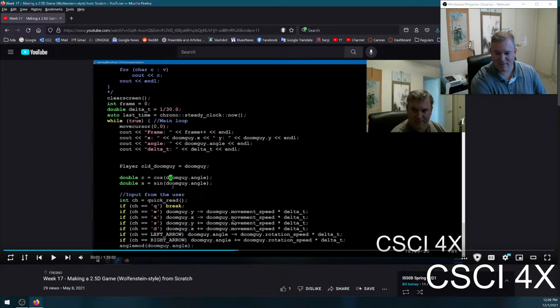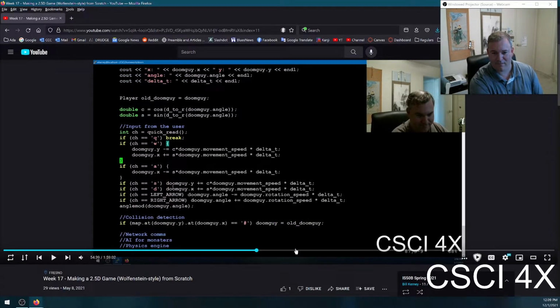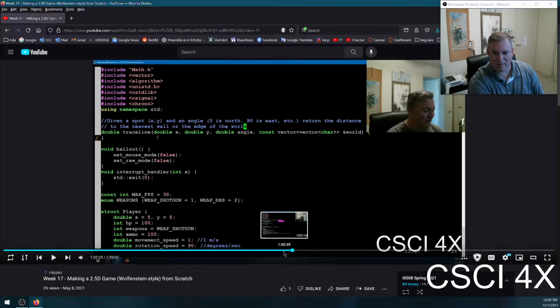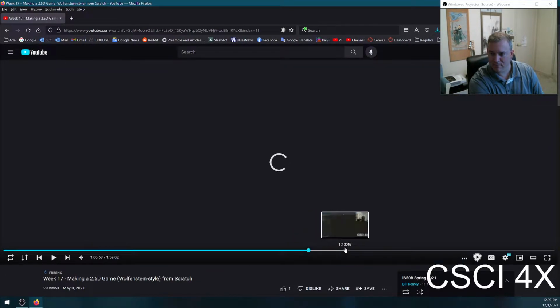And adding in WASD movement. So every time you hit W, it moves forward. Every time you hit A, left arrow, right arrow to turn. Rotations. Doing trace lines, so you could shoot things and also see how far away a wall is and things like that. And so it was about an hour in.